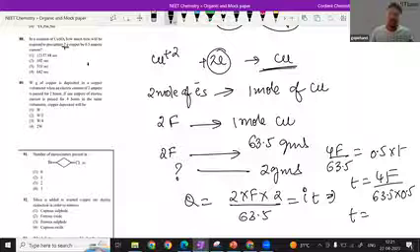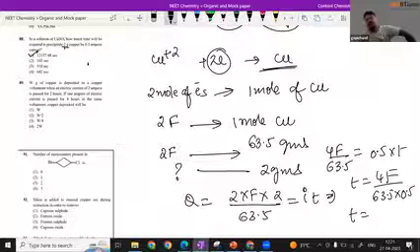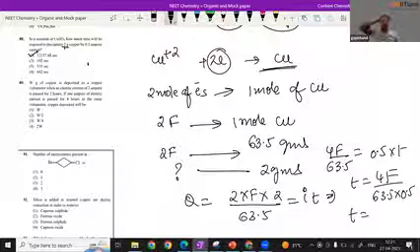Just let me check. The answer you are going to get will be 12,157 seconds. These will be calculated in seconds, so you don't need to worry. So 12,157 seconds is the answer.